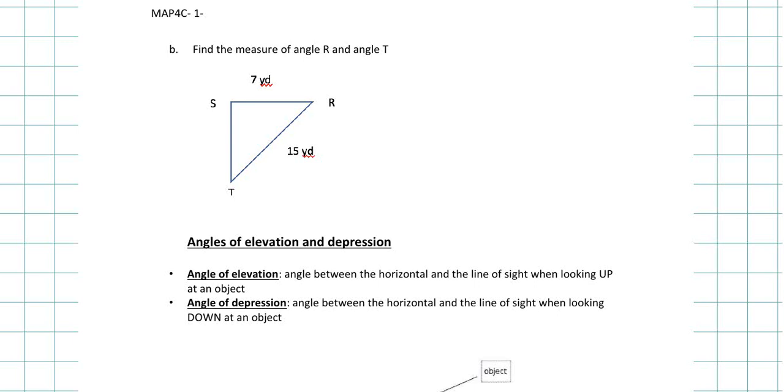This question is asking you to find the measure of angle R and angle T. It doesn't matter which one you start with, but let's start with angle R first. So according to angle R, name the triangle. The hypotenuse is the 15. Adjacent and opposite. Perfect. Okay, so according to this, what formula do I use?